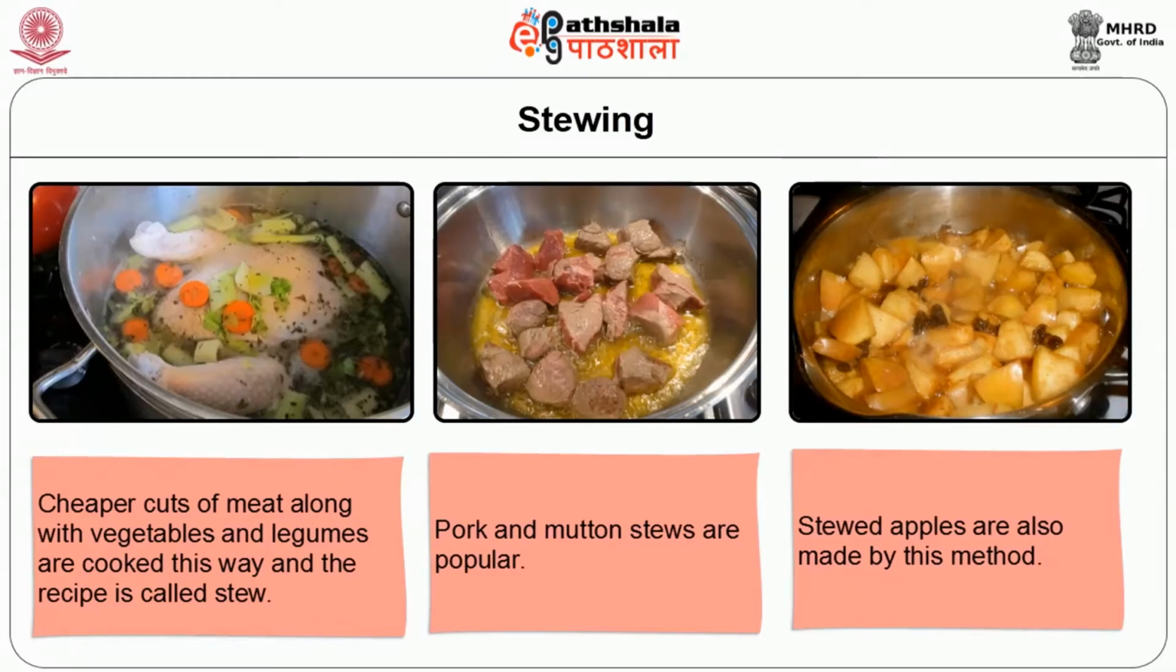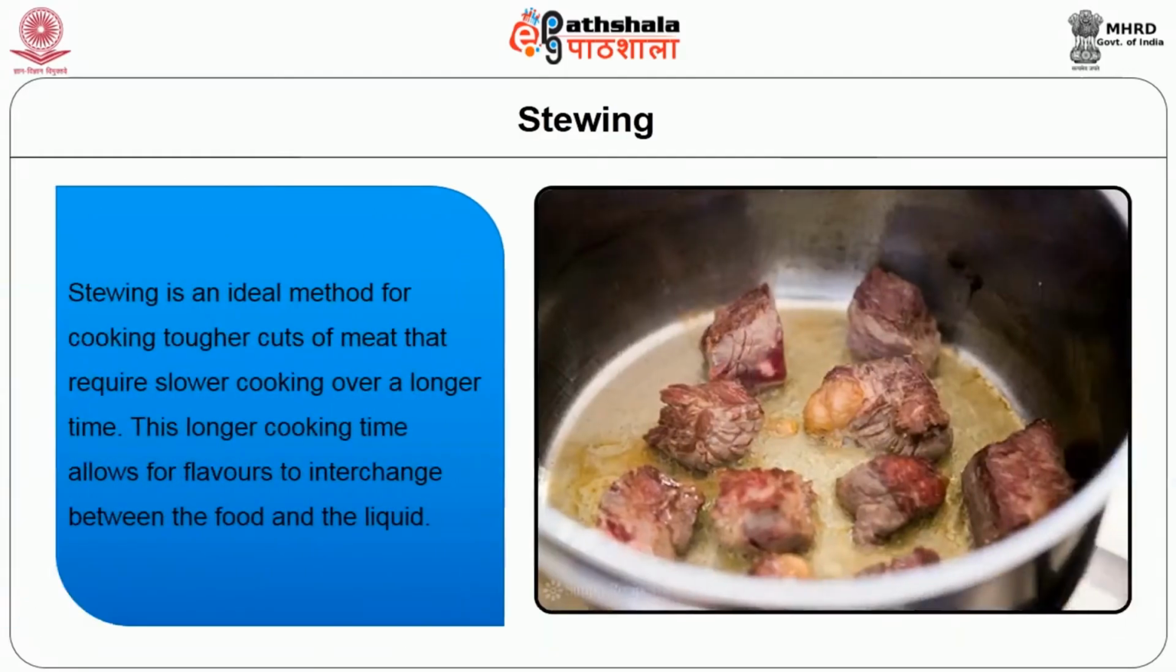Pork and mutton stews are popular. Stewed apples are also made by this method. The following points apply to different foods when stewing. Stewing is an ideal method for cooking tougher cuts of meat that require slow cooking over a longer time. This longer cooking time allows for flavors to interchange between the food and the liquid.